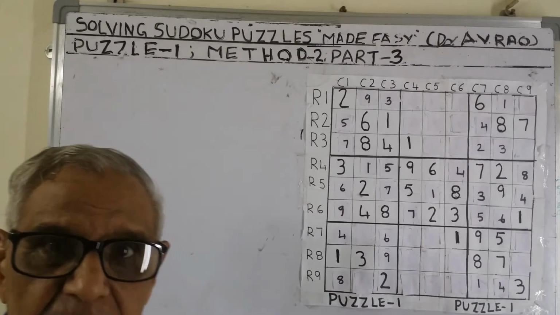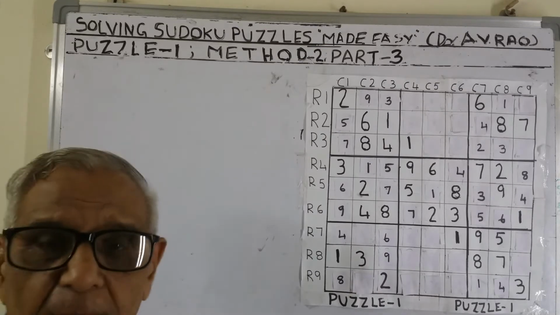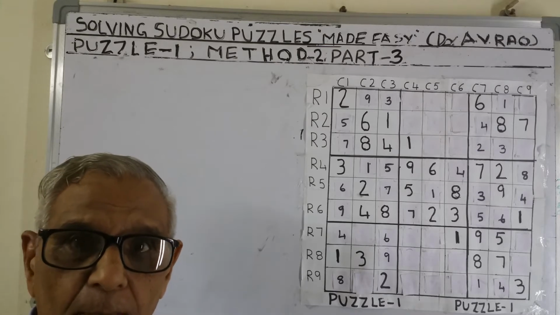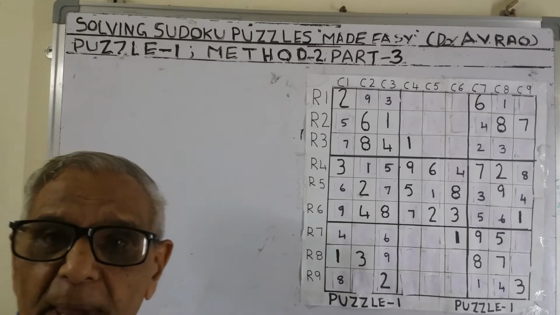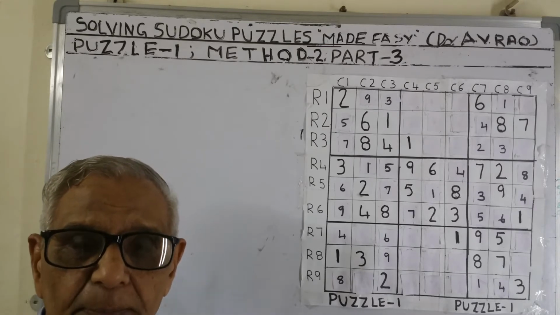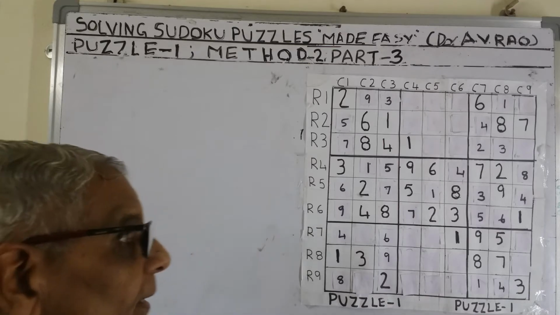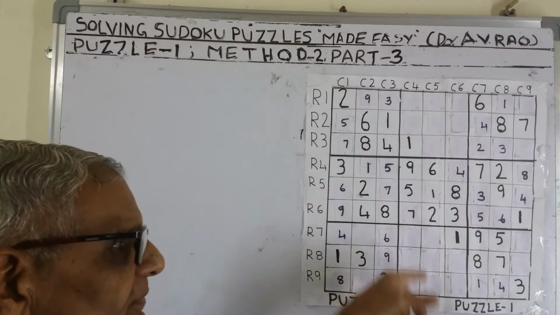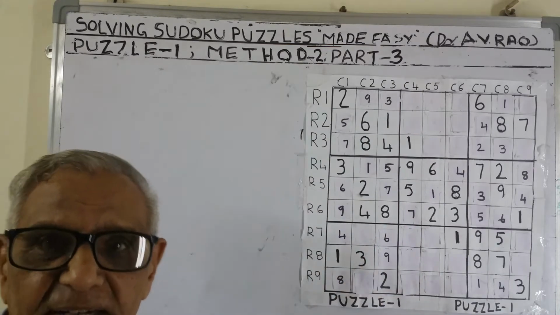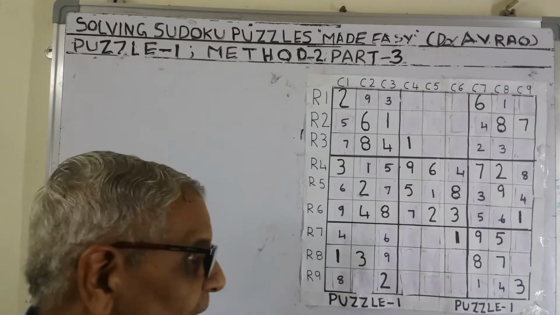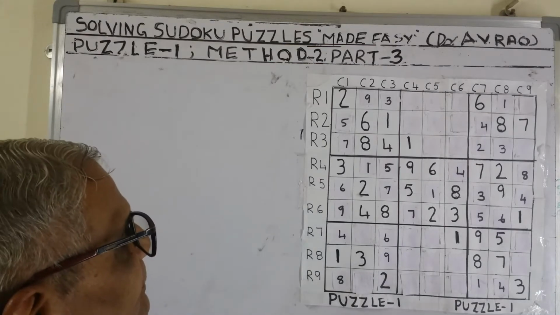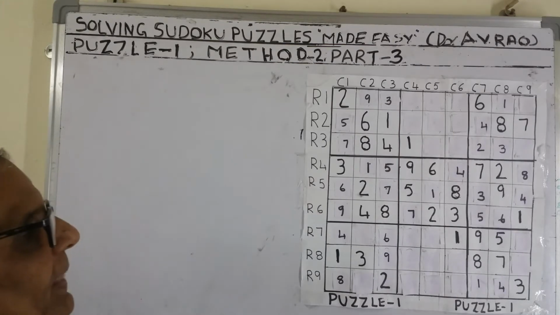Good morning, friends. We have filled up puzzle 1, method 2, in part 1 and part 2, most of the cells. Now, the remaining cells we have to fill up in part 3. See, these two boxes have many cells vacant, so it is not as smooth sailing as it was earlier. So, it will take some time. Let us hope that we can finish it here. Okay, see.